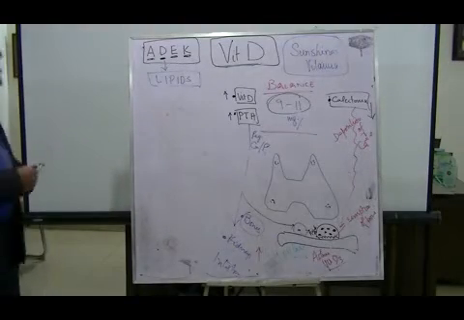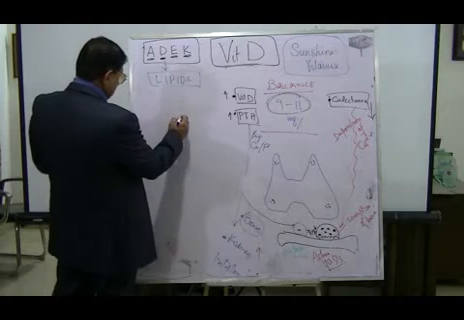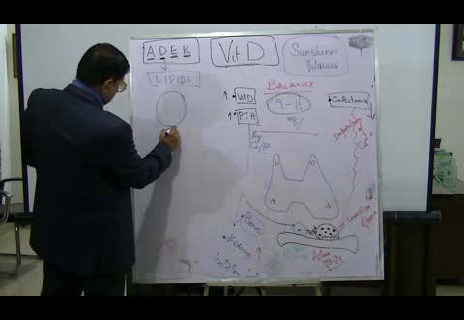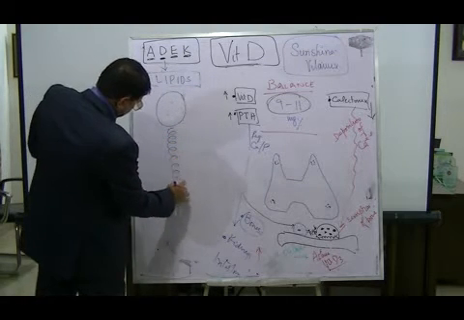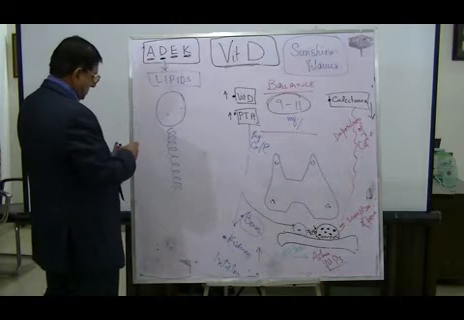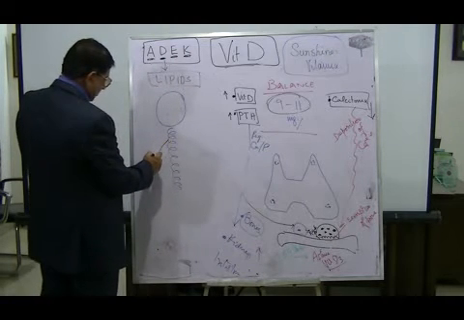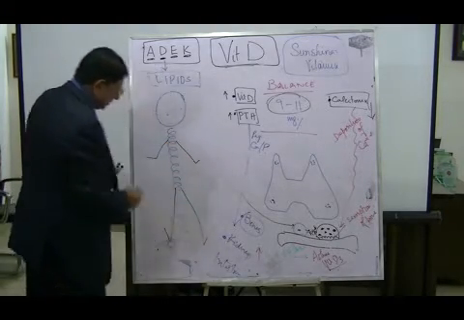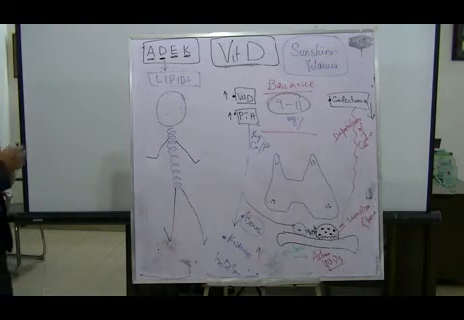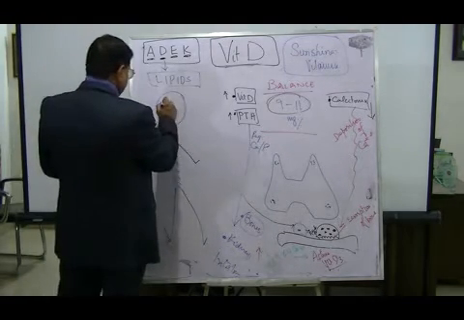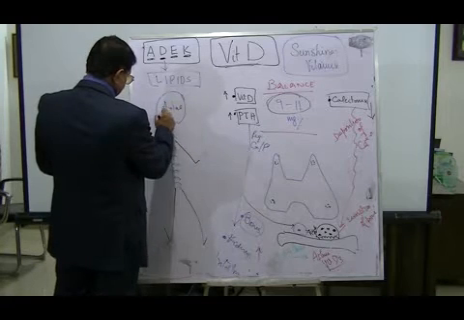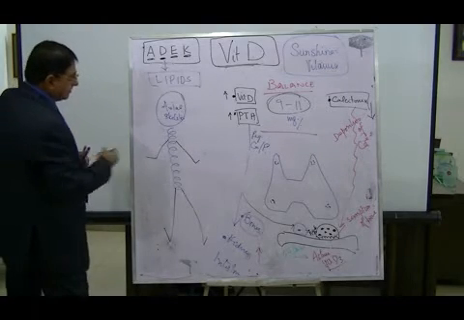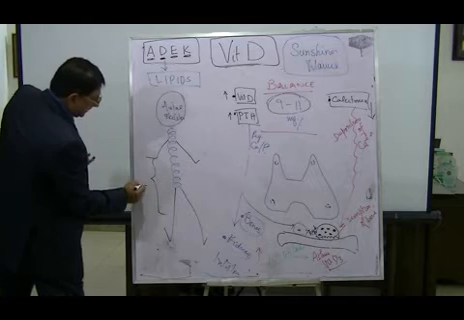Bones, you've got a skeleton, you've got a skull, then you've got the vertebral column, then you've got the limbs. So this is the type of skeleton. The blue one, the central one, is called the axial skeleton. The limbs form the appendicular skeleton.